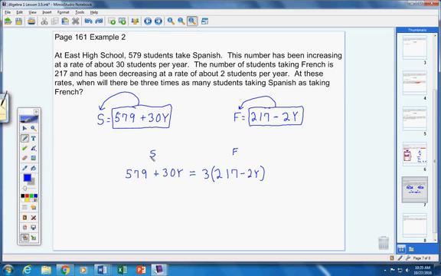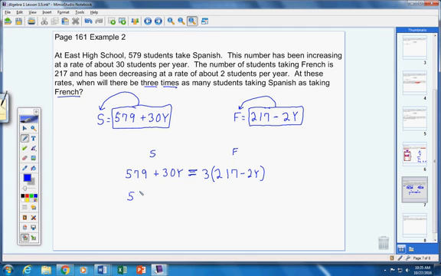Look, I want the Spanish class to be 3 times bigger than the French class. So I take the smaller class, multiply it by 3, and now these 2 sides are equal. Now let's solve it and see what happens, okay? You guys know what to do.